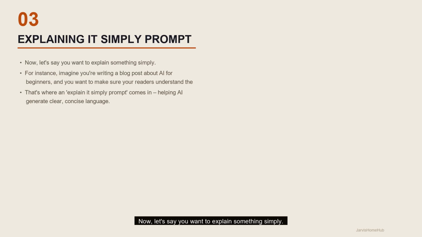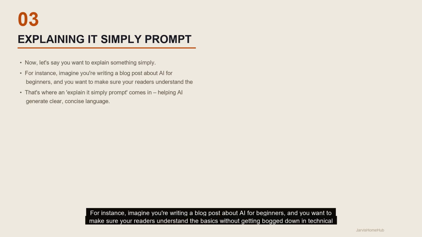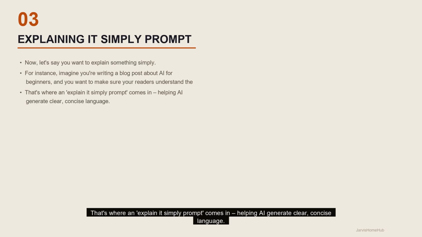Now, let's say you want to explain something simply. For instance, imagine you're writing a blog post about AI for beginners, and you want to make sure your readers understand the basics without getting bogged down in technical jargon. That's where an Explain It Simply prompt comes in, helping AI generate clear, concise language.